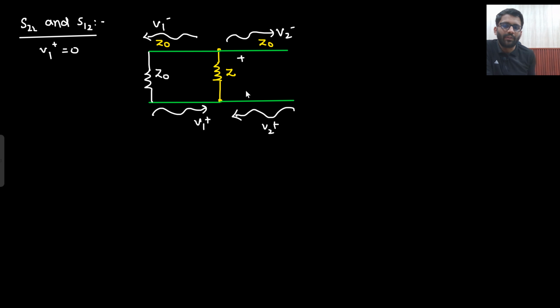Okay, this was your V2 and this is your V1. If I match port 1, then what is going to happen? V1 plus will be equal to 0 and this complete transmission line can be replaced with Z0. So what you are getting? This complete transmission line will be replaced with Z0.